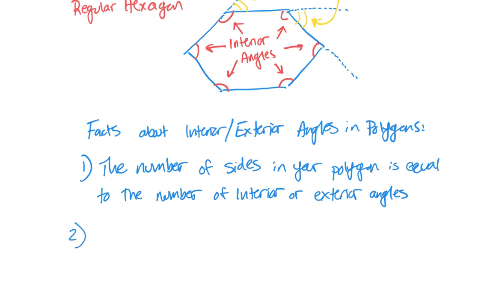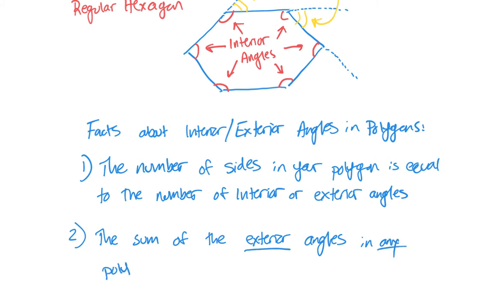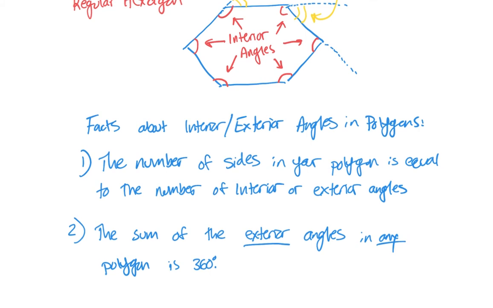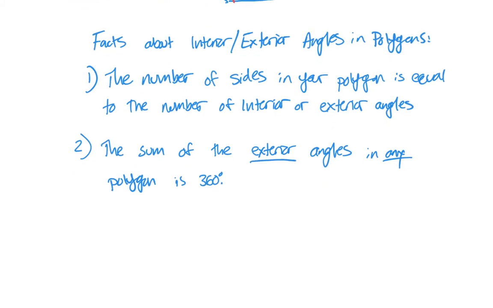Fact number 2 is the fact that the sum, which again means to add up, the sum of the exterior angles in any polygon is 360 degrees. So let me reiterate, the sum of the exterior angles in any polygon is 360 degrees. In the warm-up problem, we found the sum of the interior angles of one particular polygon. But for any polygon, the sum of the outside angles will always make 360.